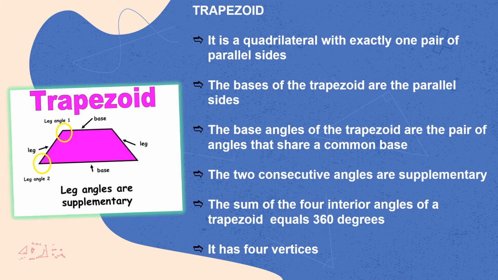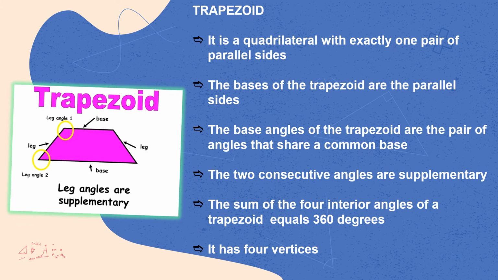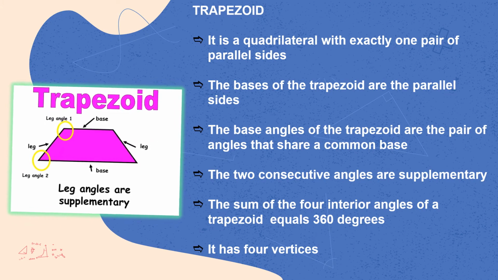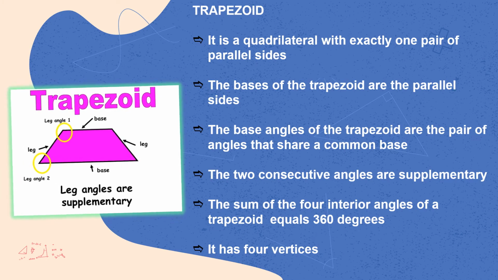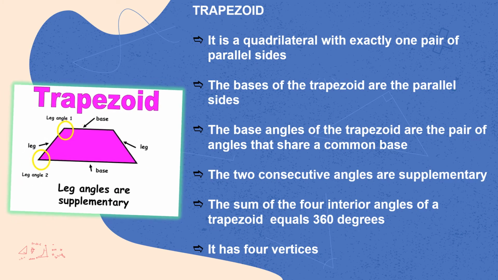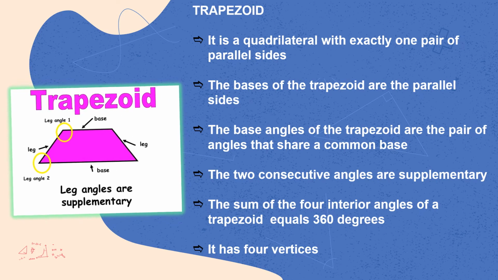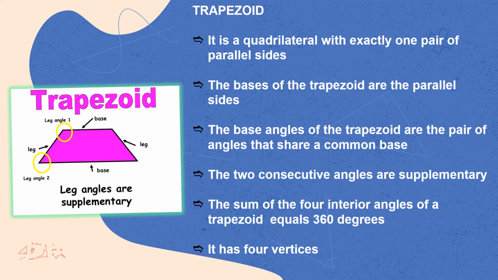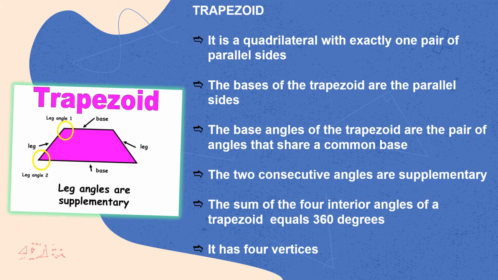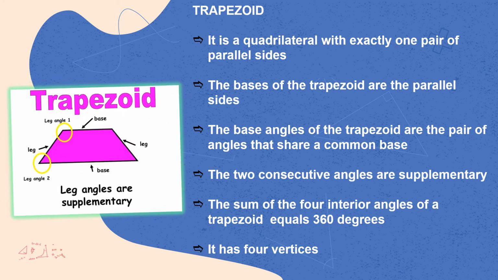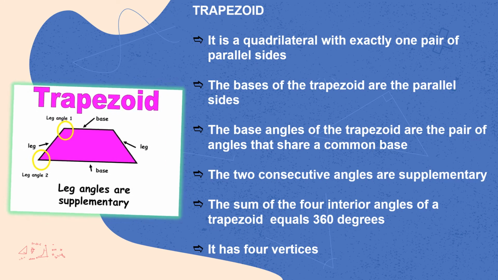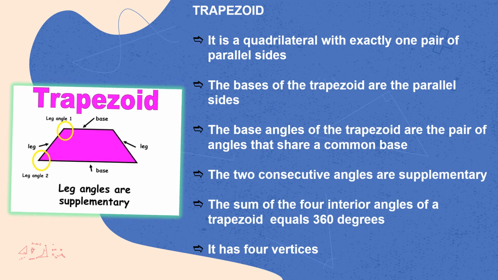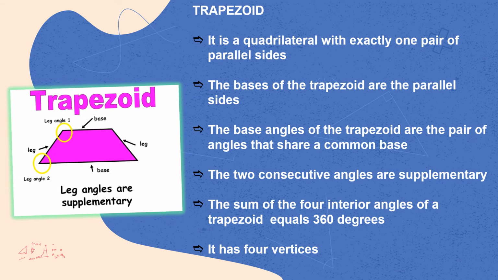Trapezoid. It is a quadrilateral with exactly one pair of parallel sides. The bases of the trapezoid are the parallel sides. The base angles of the trapezoid are the pair of angles that share a common base. The two consecutive angles are supplementary. The sum of the four interior angles of a trapezoid is equal to 360 degrees, and it has four vertices.